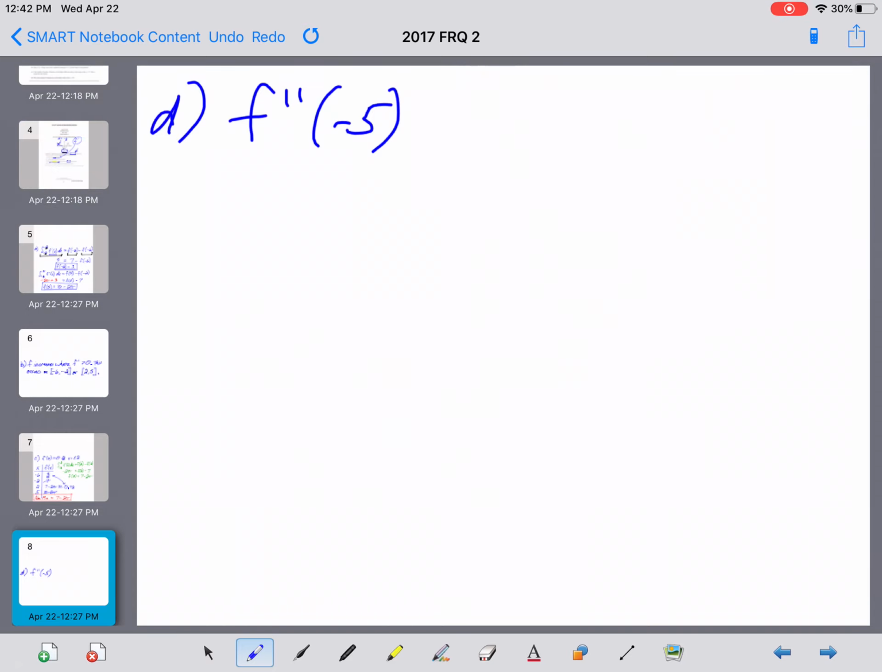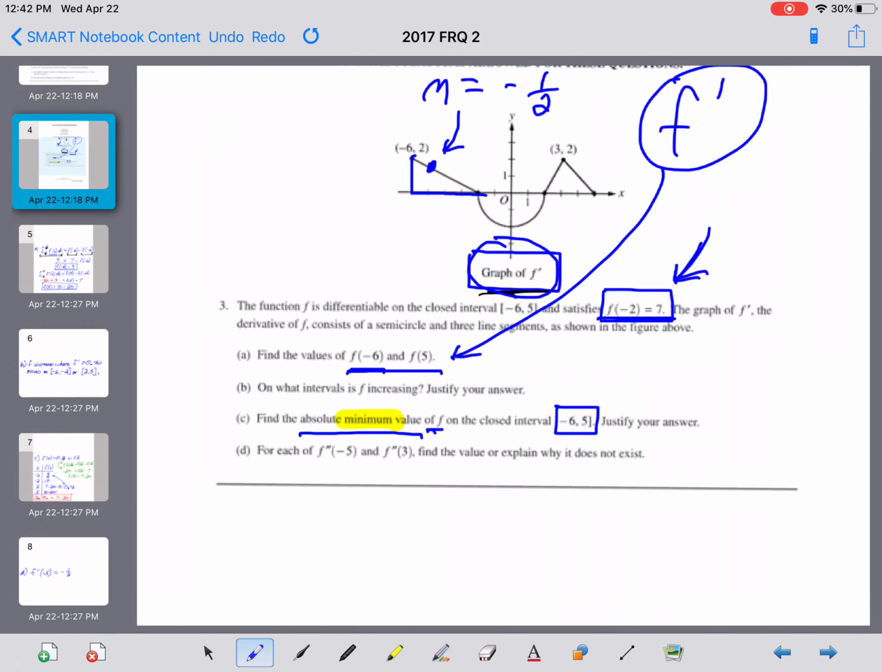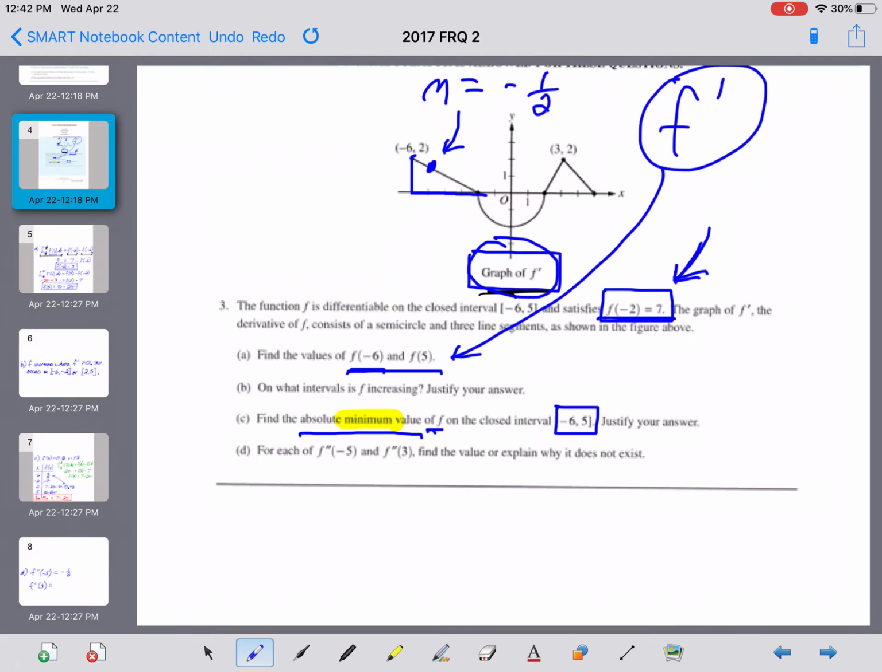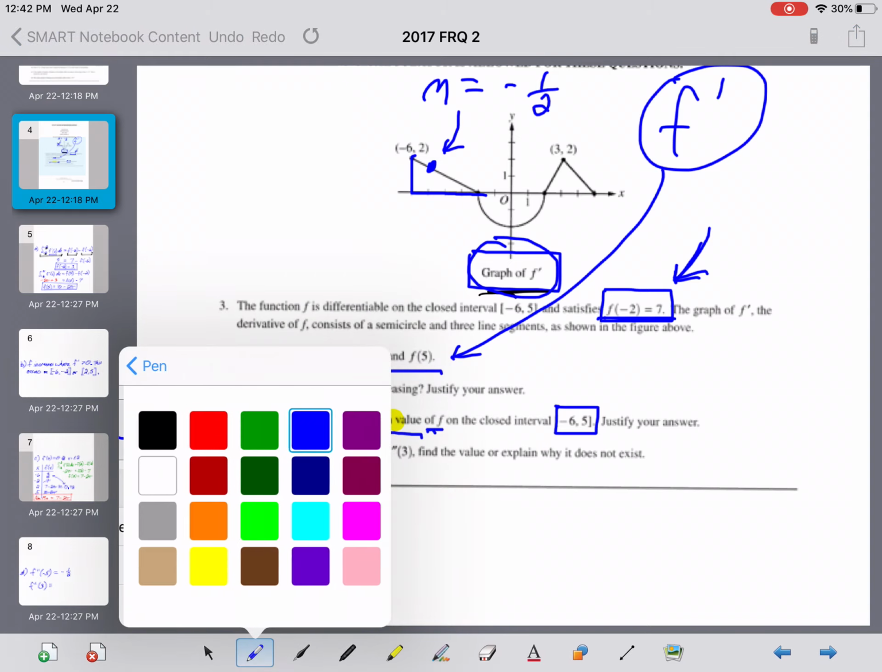All right, so f double prime of negative 5 is going to be equal to a negative 1/2, and I don't think they asked for a justification. I think they just wanted to know what it was. Find the value or explain why it does not exist. There you go, found the value. And the second part to this problem right here is that we are going to find f double prime of 3. I think I have a guess how this is going to work out, but we'll see here. All right, f double prime of 3, yep, that's what I thought.